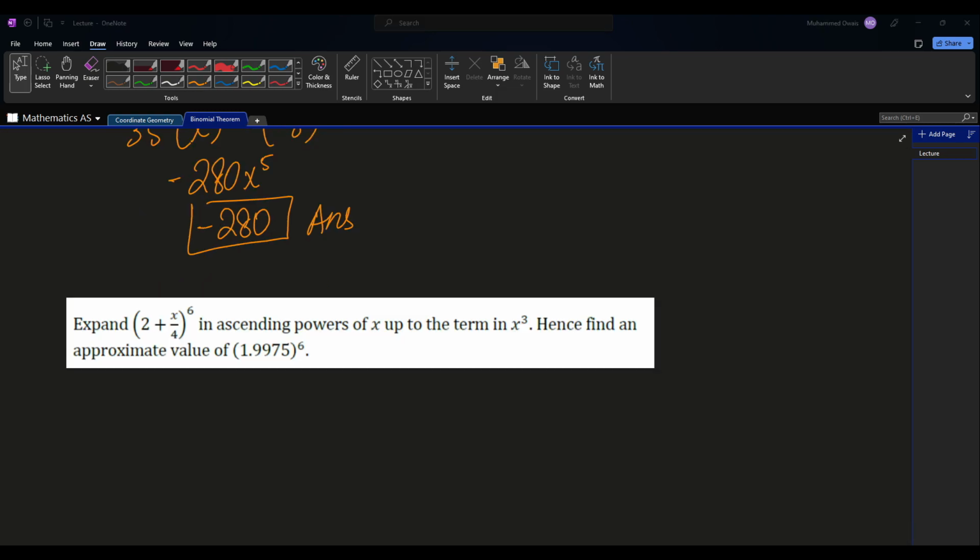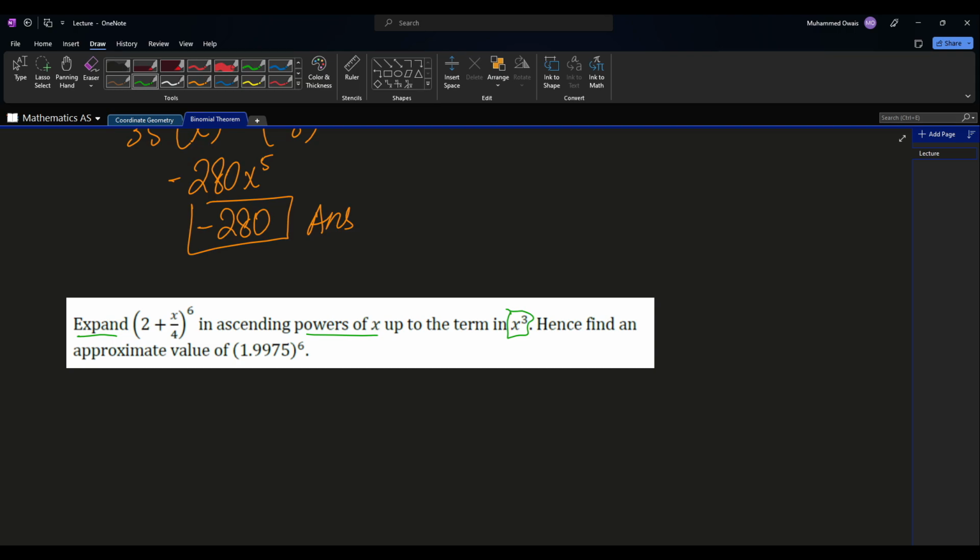Now, for today this is our last question. This is a different type of question, so you must focus a lot on it. Firstly, it is asking us to expand this in ascending powers of x up to the term in x cube. So basically we have to expand this till x cube. As it is linear, we can see that there is only one x, so we just have to do it till r equals 3.